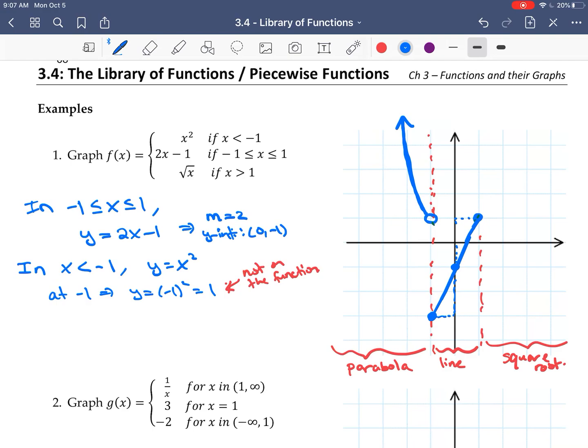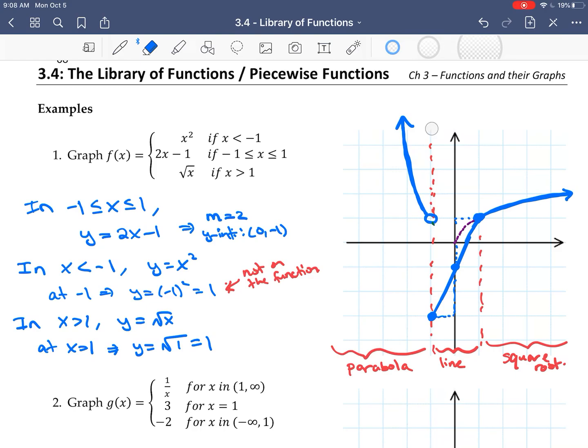And now when we're bigger than 1, we have y equals root of x. So at x equals 1, y is going to be root of 1, which is 1. That actually meets up with the point that's already there, so that's nice. Our square root function goes through that point, and then it continues like this. We only want that continuing bit. So on that part of the interval, we have the square root function.